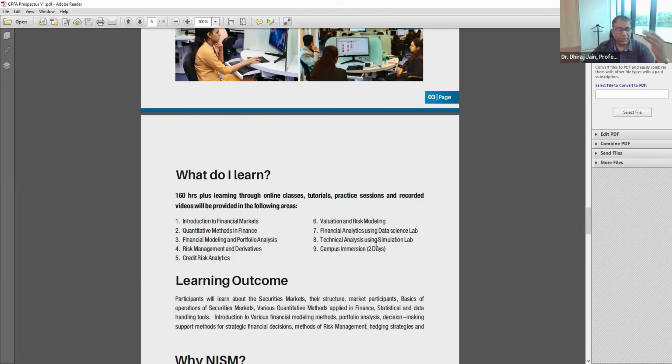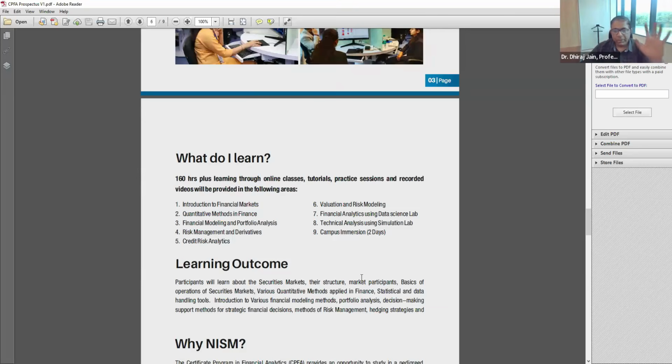Each of these 8 modules will be 20 hours each, so totally 160 hours. Plus, 2 days will be the campus immersion, where we will invite you to the campus. Of course, it is your choice, it is not mandatory. You will know from the very beginning when the campus immersion is going to be, so you can plan your activity, visit the campus, and we'll be having sessions and live one-to-one interaction over here. So this is the broad outline of this certificate program in financial analytics.